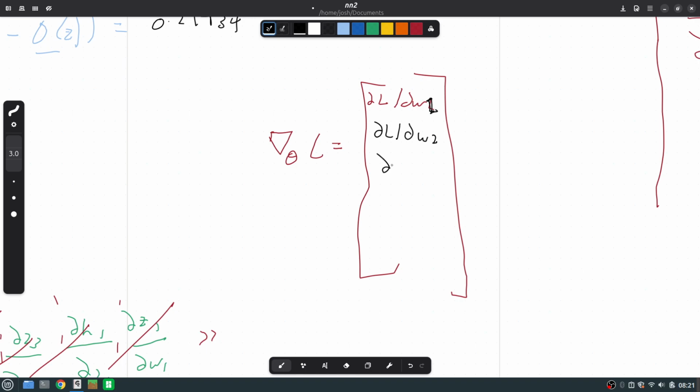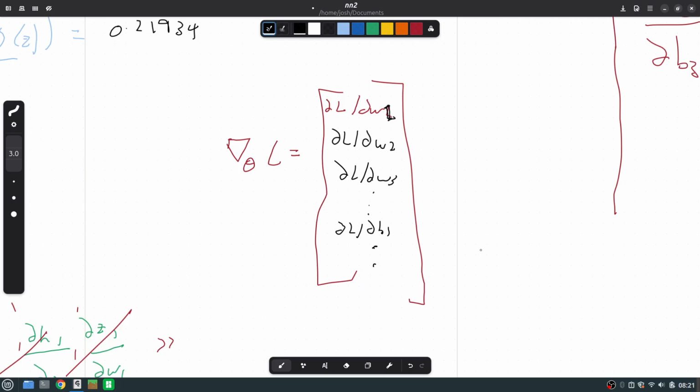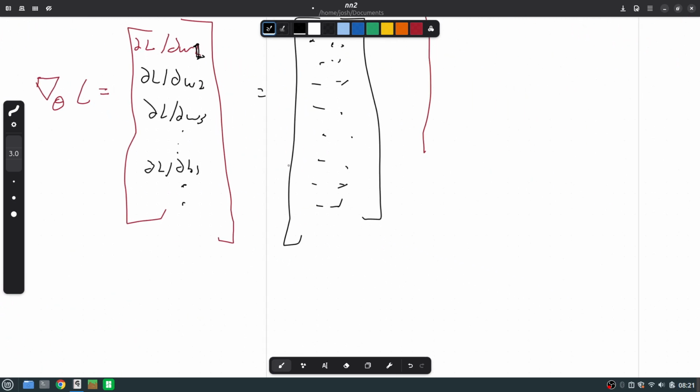Okay, and then the partial derivative of the loss with respect to W3, and then you carry this on to W4, W5, W6, and then you do the biases now. So then you do the partial derivative of the loss with respect to the first bias, second bias, third bias. And so in total, you're going to have 9 parameters. And so remember, these are just numbers that we've computed. It's a bunch of numbers. Okay, so that's all the gradient vector is storing.